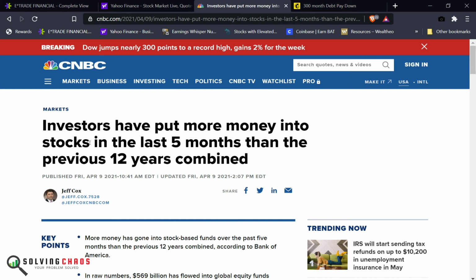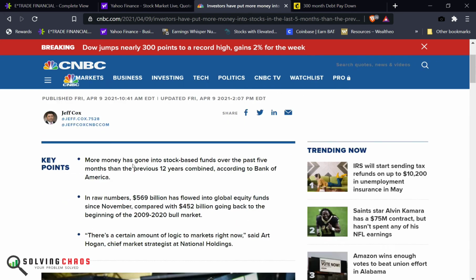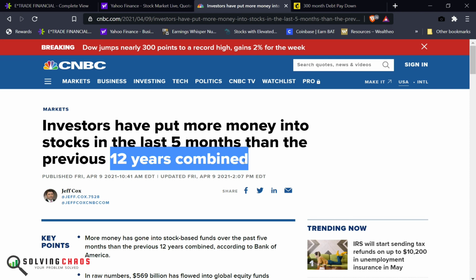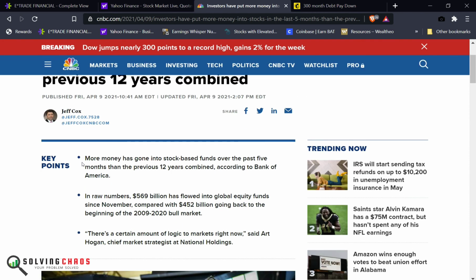But here's a really interesting article. Investors have put more money in the stock market in the last 5 months than in the previous 12 years combined. So the question is, where did some of that money come from? Is it because people are driving less, and so their cars are parked in their driveways and you don't waste a lot of gas? You don't have to go into the office.